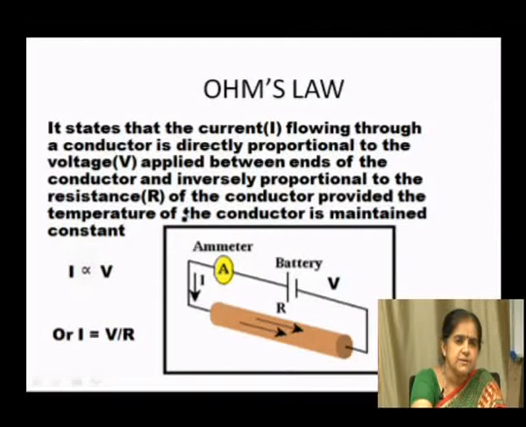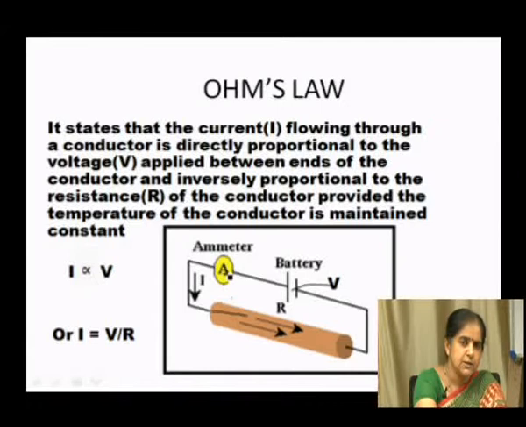You just look into this circuit. This circuit consists of a conductor, and the resistance of the conductor is R, and the current flowing in the circuit is I, whereas the voltage applied between the ends of the conductor is V. This is the voltage, and the ammeter has been connected in the circuit, and this ammeter is just to detect the flow of current and to measure the magnitude of the current which is flowing in the circuit.